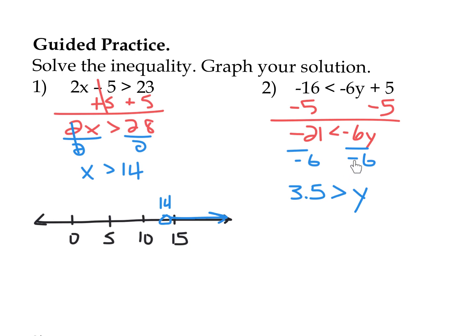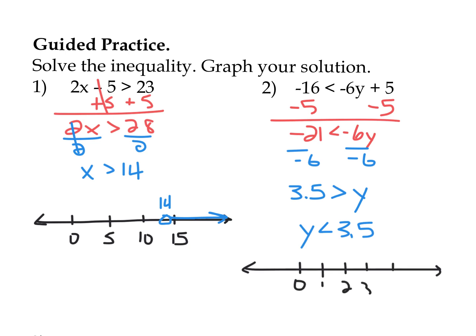I divided both sides by a negative, so I had to switch the direction of my inequality. When I do that, I'm going to get 3.5 is greater than y, or you could rewrite that as y is less than 3.5. You don't have to, but if it helps because you have a variable on the left when you go to graph it, that's fine with me. So 0, 1, 2, 3, 4. Between 3 and 4 is where my 3.5 is going to go, and I'm going to have an open circle at 3.5, and less than, so I have an arrow going to the left on my number line.